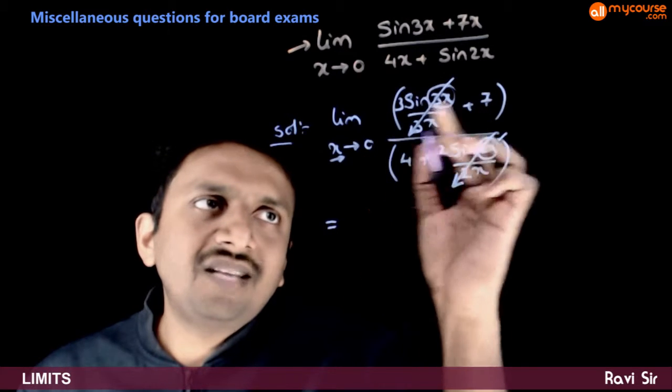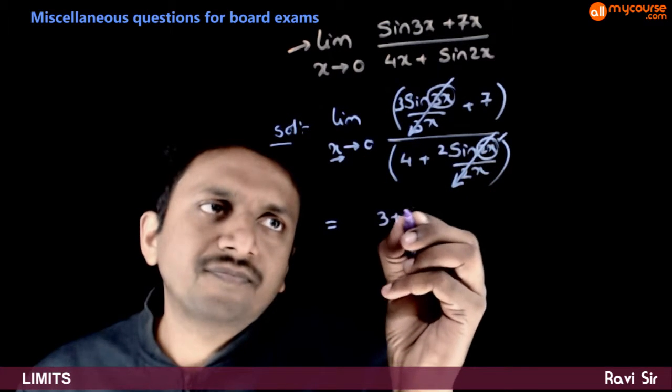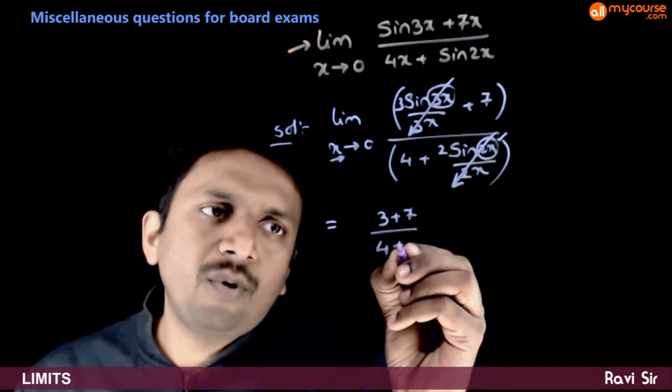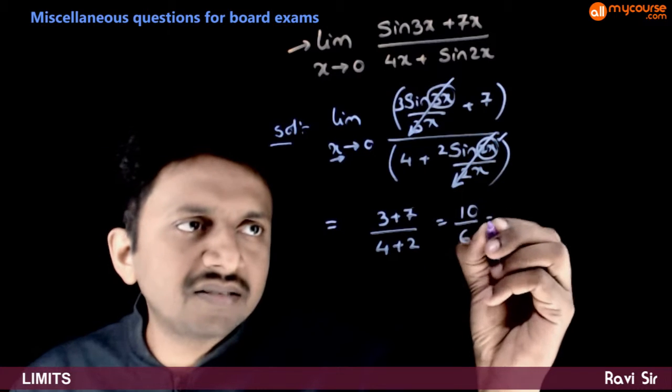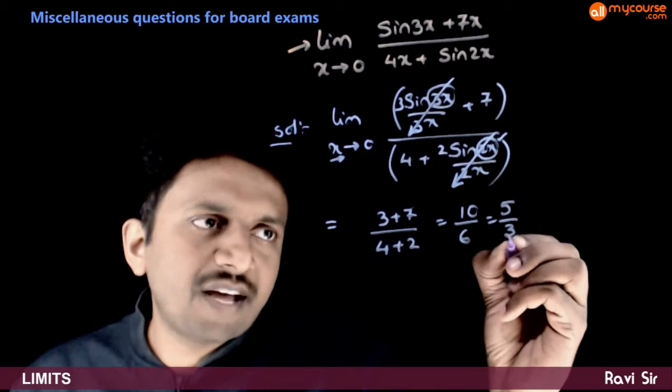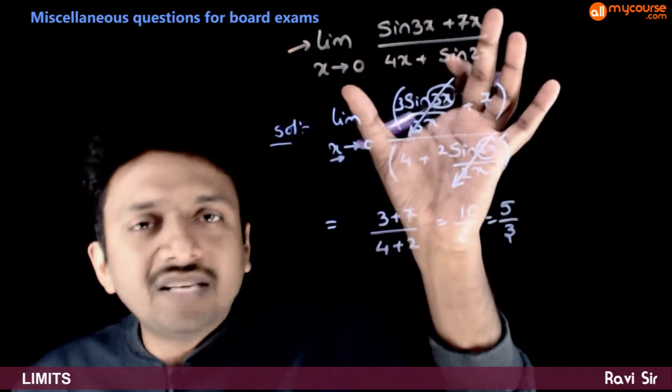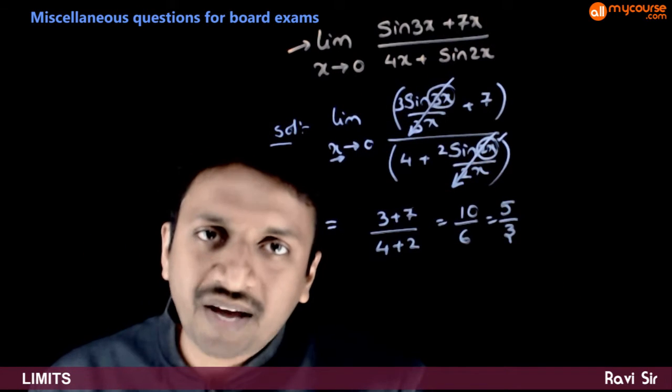So the answer is 3 plus 7 divided by 4 plus 2, which is equal to 10 by 6, which is equal to 5 by 3. So this limit is equal to 5 by 3 is the answer.